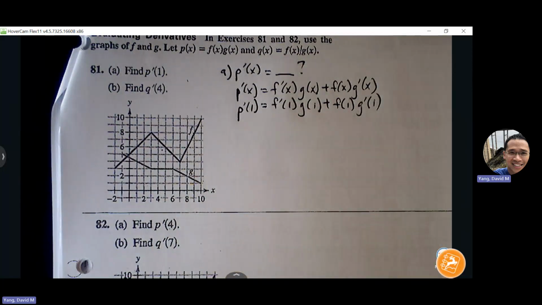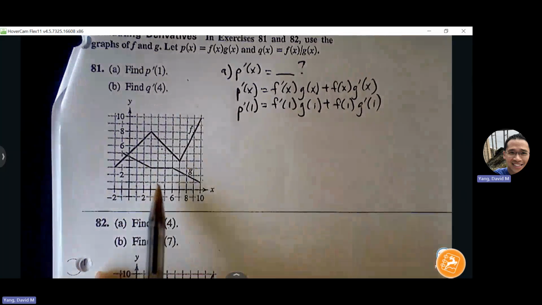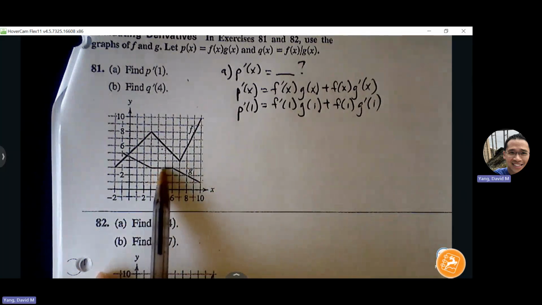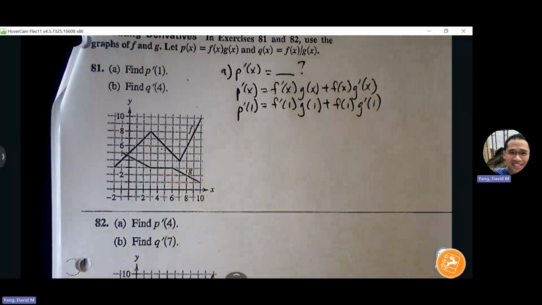You just find 2 points and do rise over run, and that's your slope. What's the slope of this segment here? 0, yeah. So if you experience a flat surface, that's slope 0, okay?